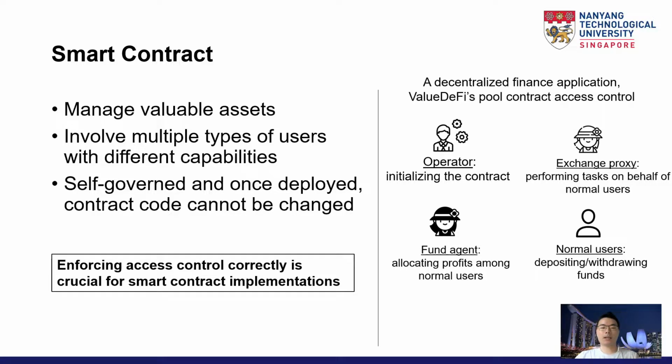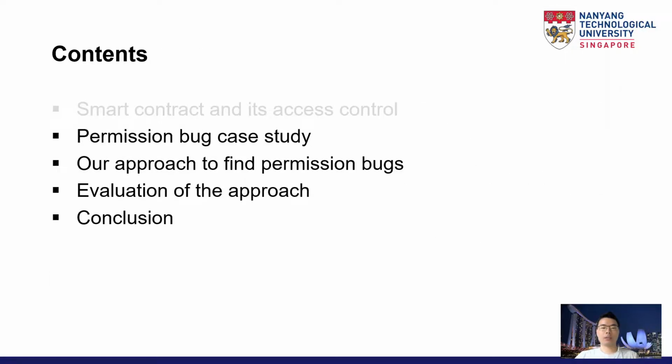The last one are normal users. They can deposit some tokens into the contract and then withdraw them. Now I have briefly introduced smart contracts and their access control usage. For the remaining part of this talk, I will show a permission bug in a smart contract and present our approach to find such permission bugs. Later, I will show our evaluation result and conclude our talk in the end.